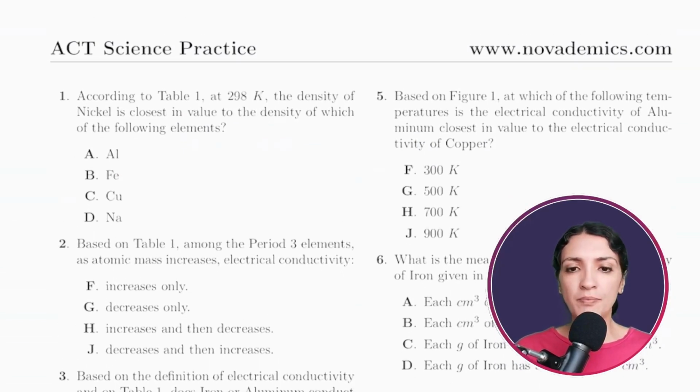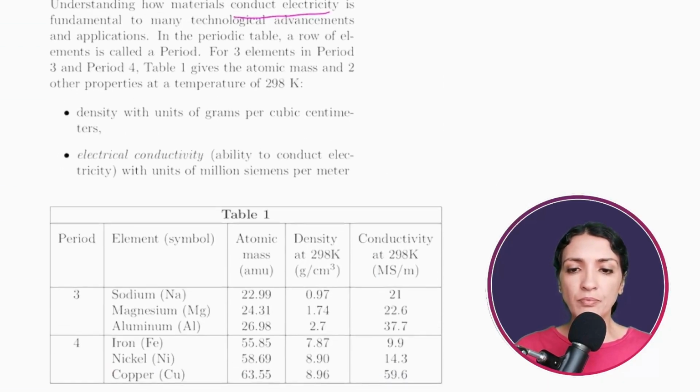So question 1, we're told according to table 1 at 298 kelvins. So that's the where. And then who are we looking for there? The density of nickel. And why are we finding the density of nickel? Oh, we need to find the other element that has a density close to that of nickel. So let's look at table 1.